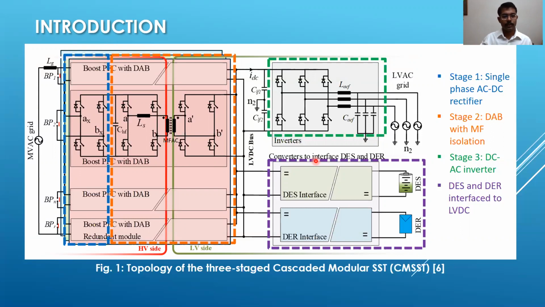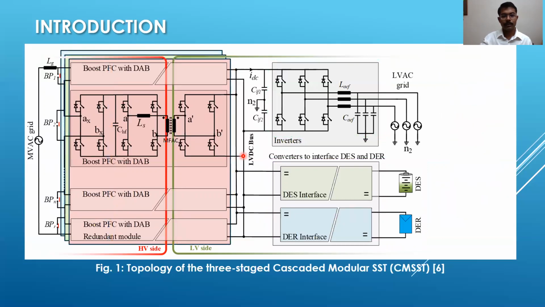Now let us concentrate on the medium voltage AC to the low voltage DC conversion of the solid state transformer, where you can see that the architecture is such that in the front end the submodules are connected in series towards the medium voltage AC grid and in parallel towards the LVDC bus. So this architecture is very commonly known as the input series output parallel kind of configuration, or the ISOP configuration.